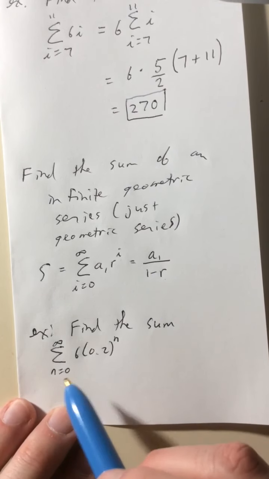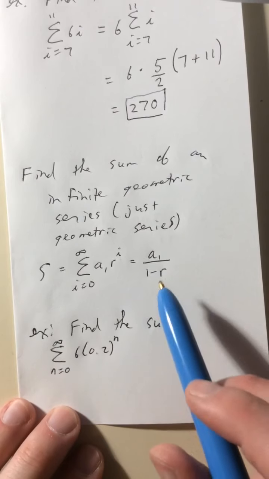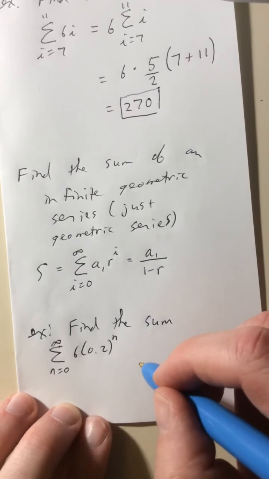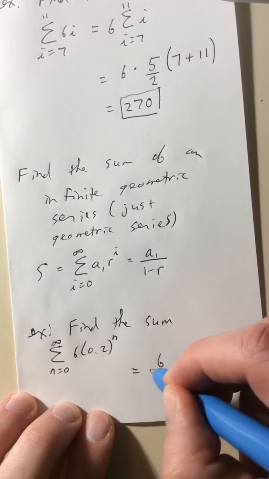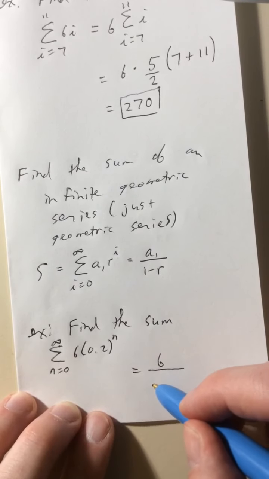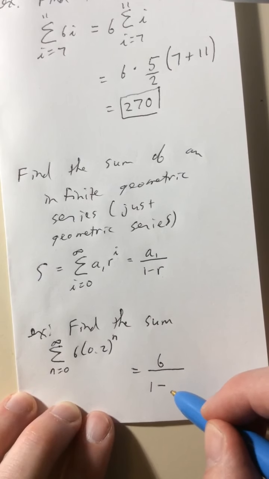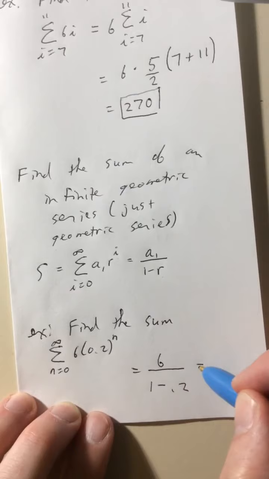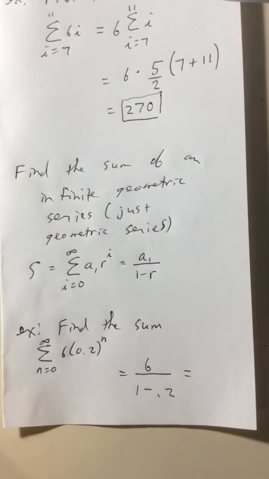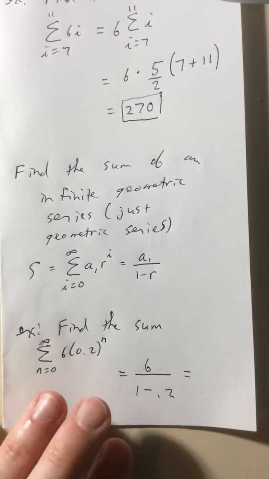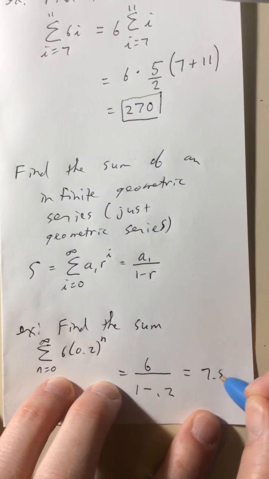So we know we're going from 0 to infinity, so we're going to start here at 6. And we're going to do 1 minus 0.2. So 6 over 0.8. So 6 divided by, try to turn on your calculator, 6 divided by 0.8 equals 7.5. Again, 7.5.